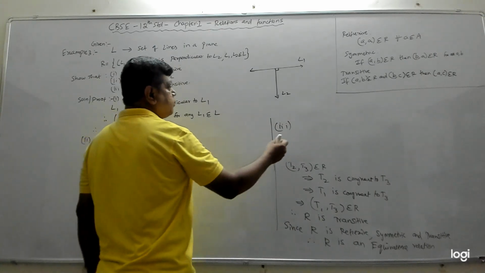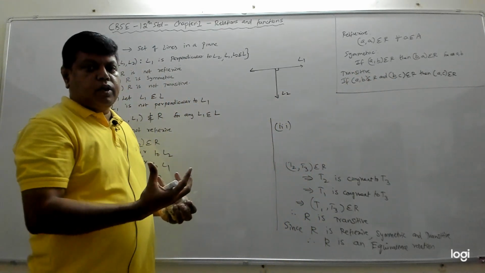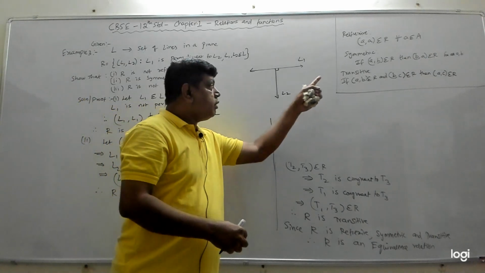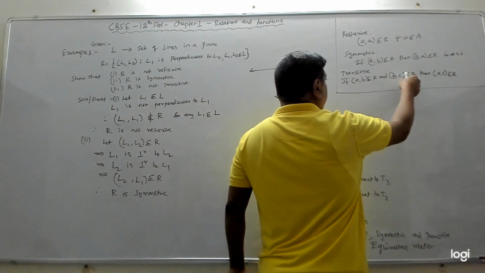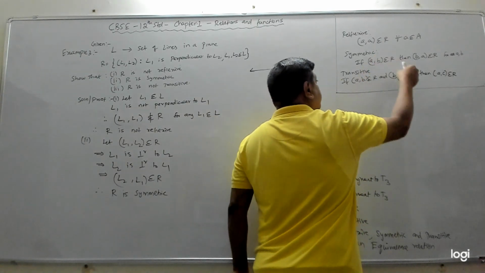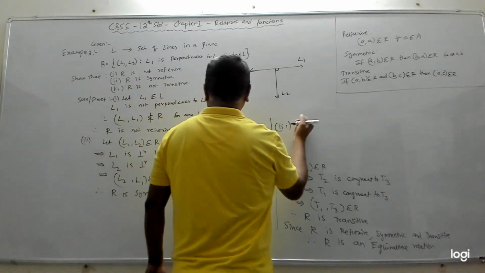So the third one is we should take two elements from R. That is the starting of the proof for transitive. You should take two elements in such a way from R, then you should show that the third element A comma C belongs to R. Now let's take two elements. So how do we take this?